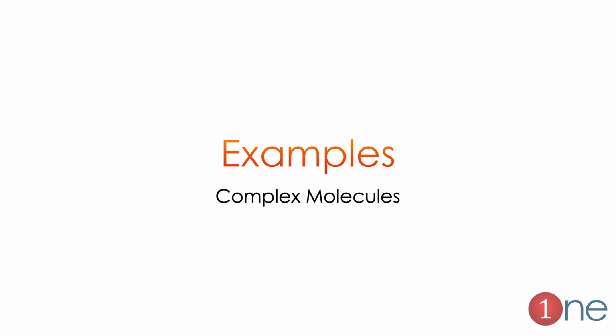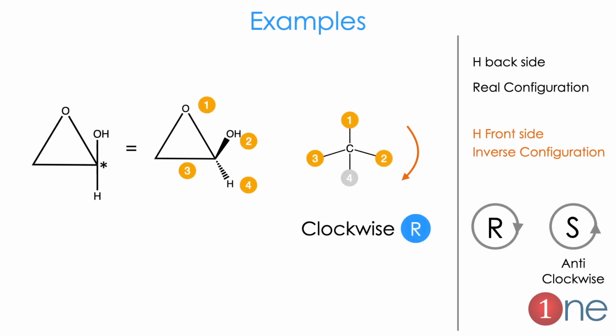Let us see some examples from complex molecules. The molecule is complex in the sense that you cannot imagine it easily. So follow carefully. The first example you will see is an epoxide molecule, which is a carbon attached with one oxygen. It is a cyclic structure.